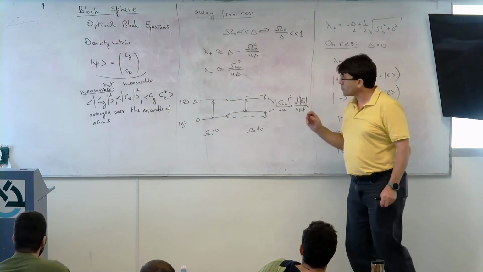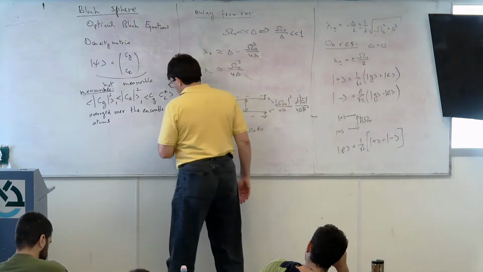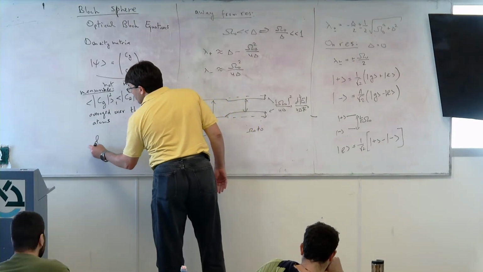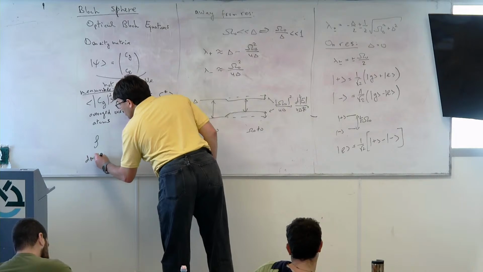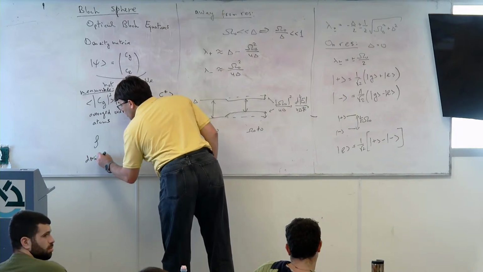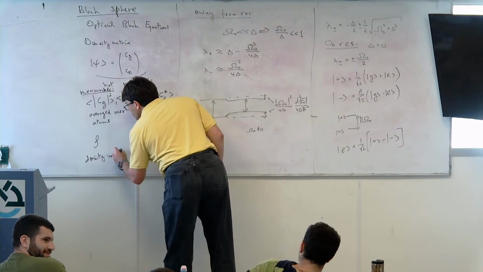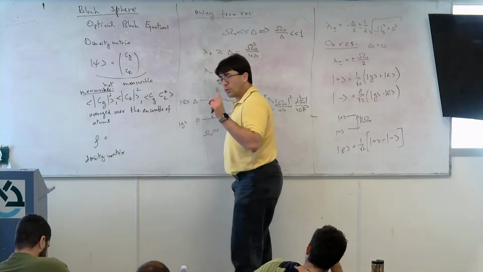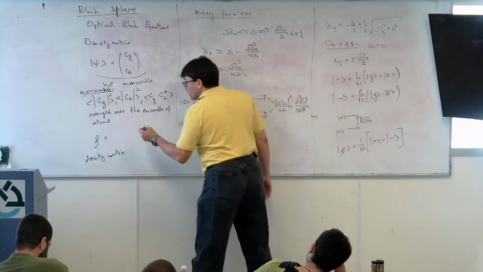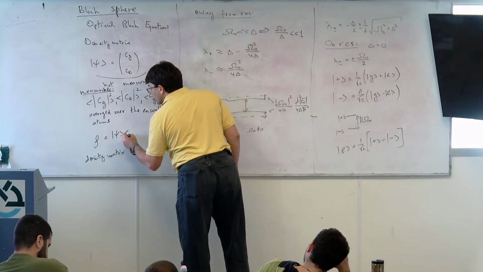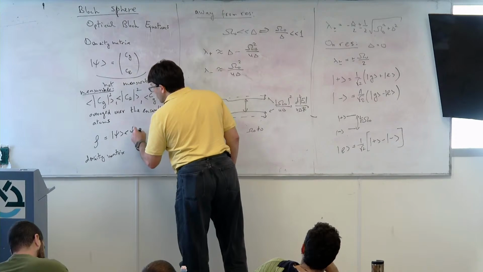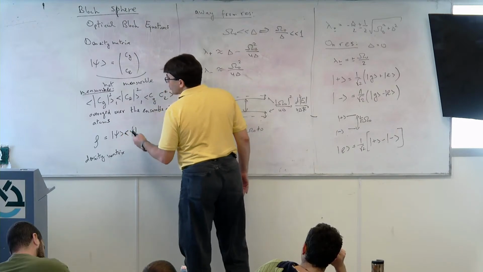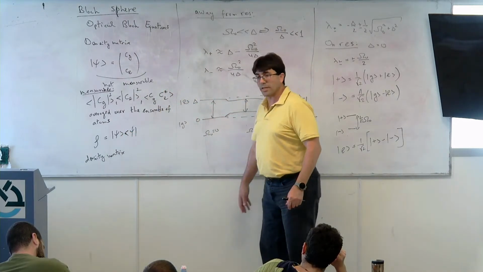Now, I want to define the density matrix. The density matrix rho, which for a pure state, only for a pure state, is simply this. In a moment, we'll describe what it is in the general case. This is for a pure state.